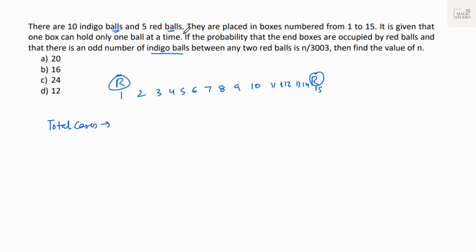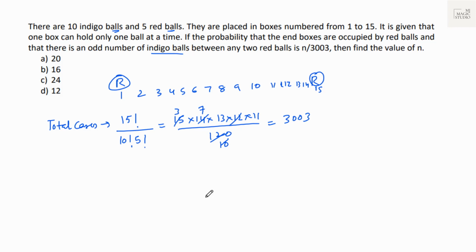Total cases, we have got 15 objects. That means they would be arranged in factorial 15 ways, but out of which 10 are of the same kind and 5 are of the same kind. So the total number of cases is factorial 15 by factorial 10 into factorial 5. That will give us 15, 14, 13, 12, 11 by 120. This goes 10, 5, 3, 5, 2, 7. So we have got 3 into 7 into 11 into 13, that is 3003. So the total number of cases is 3003.